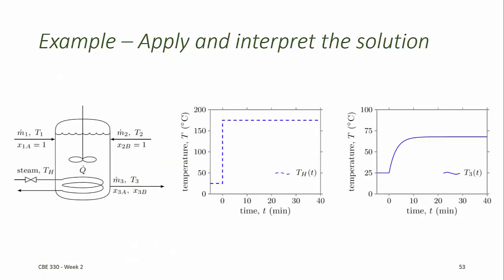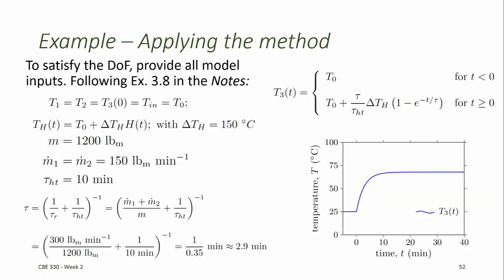To interpret the solution, we might want to compare it to one of the model inputs, in this case, Th as a function of time. We said that Th would start out at T0, and then at time equals 0, it would undergo a unit step of 150 degrees. When that unit step in the hot temperature occurs, the temperature of the fluid leaving the tank also begins to change rapidly. The temperature of the fluid in the tank rises, and it exponentially approaches a new steady state value. That approach to the new steady state takes about 10 to 15 minutes. This is consistent with the time constant of 2.9 minutes that we calculated.